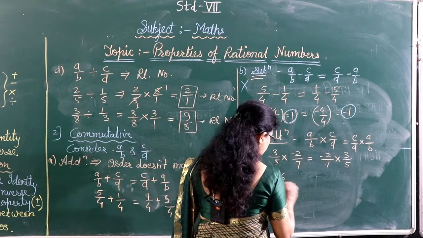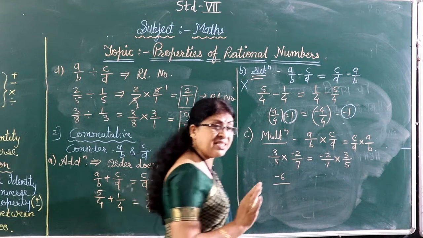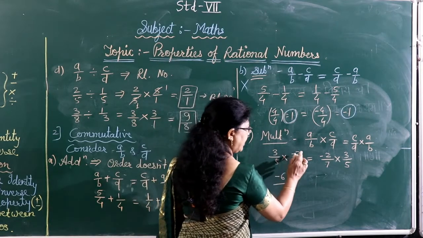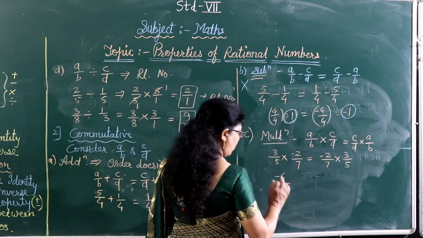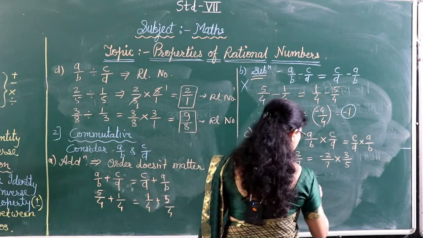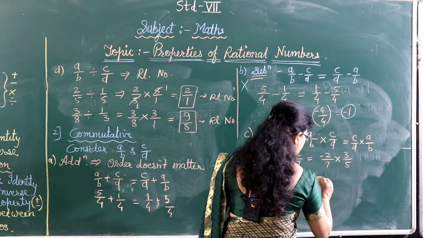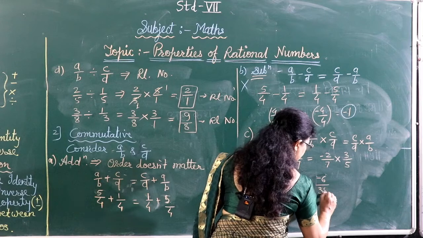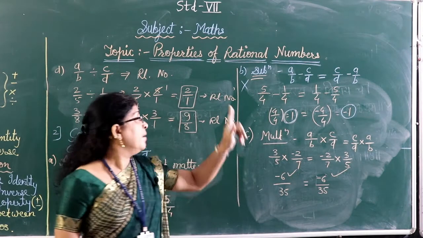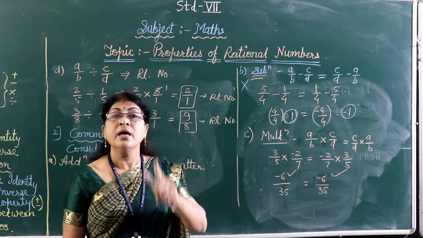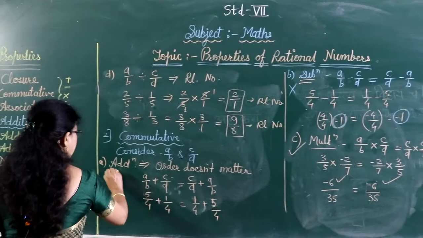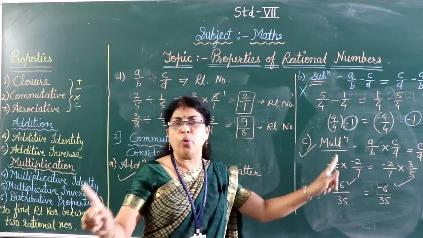3 2s are minus 6. No numerator or denominator is getting cancelled. Both are not having any common divisor. So we will just multiply numerator with numerator, denominator with denominator. So 7 5s are 35. Answer is minus 6 upon 35. Here what answer are you getting? 3 2s are again minus 6 and 7 5s are 35. Answer is same. Both sides answer is same. It means we can say that multiplication of rational numbers is commutative. Multiplication is commutative, yes. Addition is commutative, yes. But subtraction, no, it is not commutative.